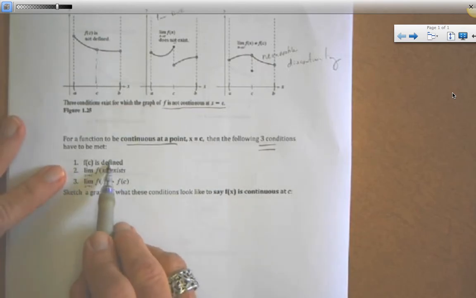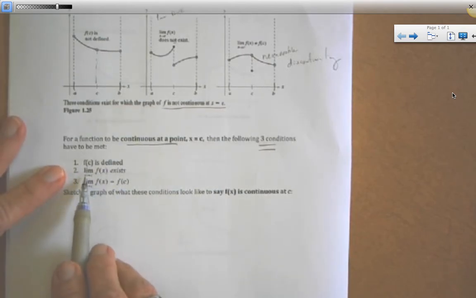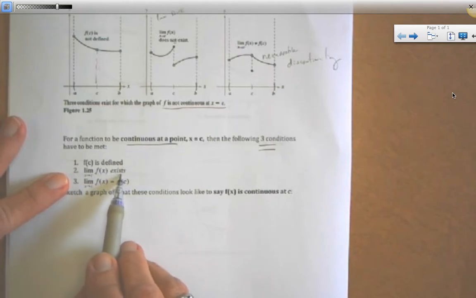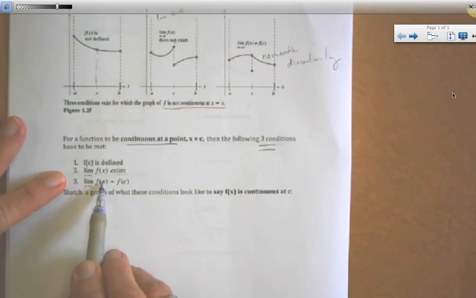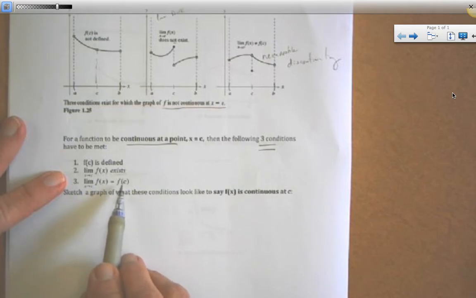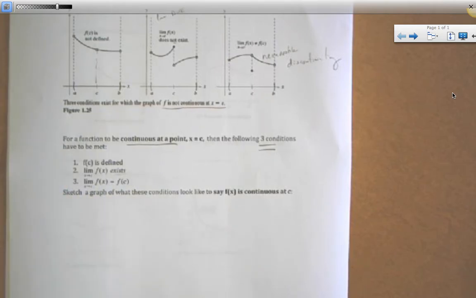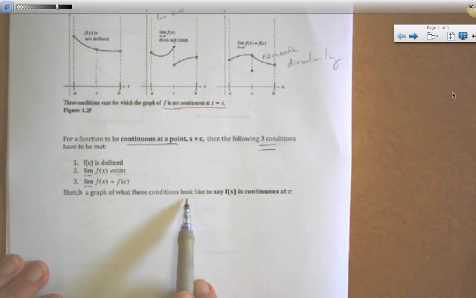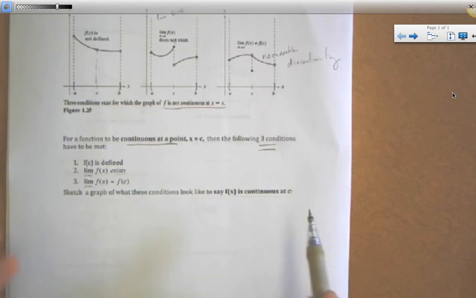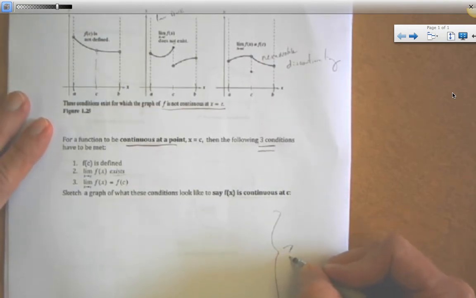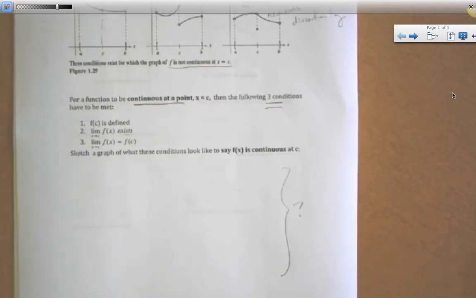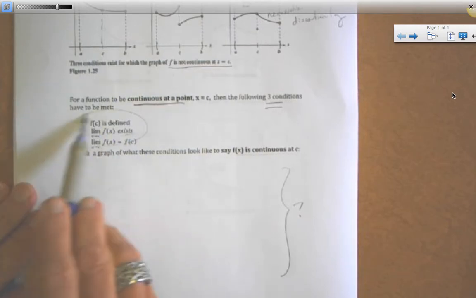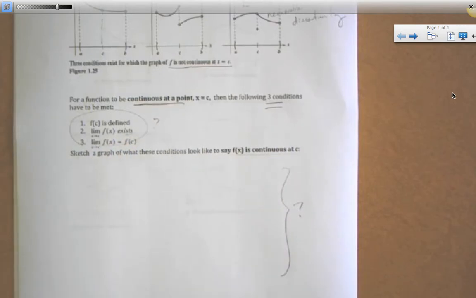So f of c is defined. The limit as x approaches c of f of x exists. And the limit as x approaches c of f of x equals f of c. So let's sketch a graph of what these conditions would look like to say f of x is continuous at c. Sketch a graph of what you think this would be, and we'll compare them tomorrow during class. What graph would satisfy all three conditions? Just sketch that really quickly.